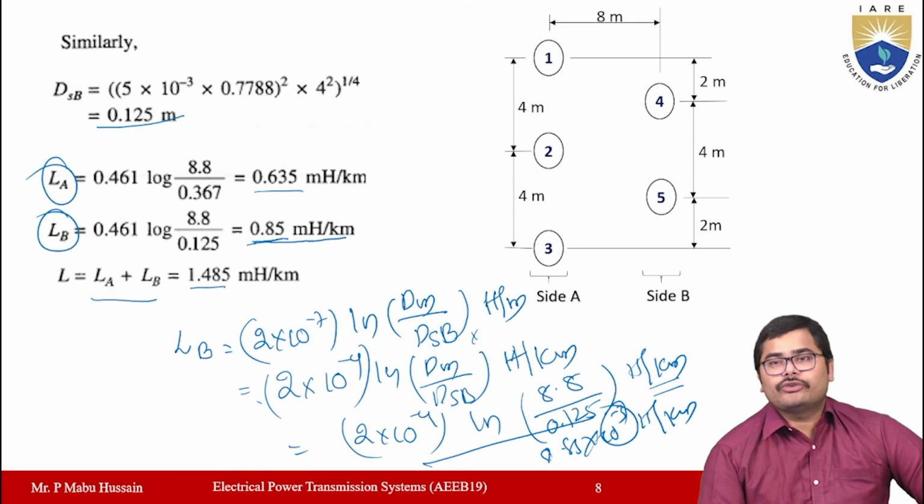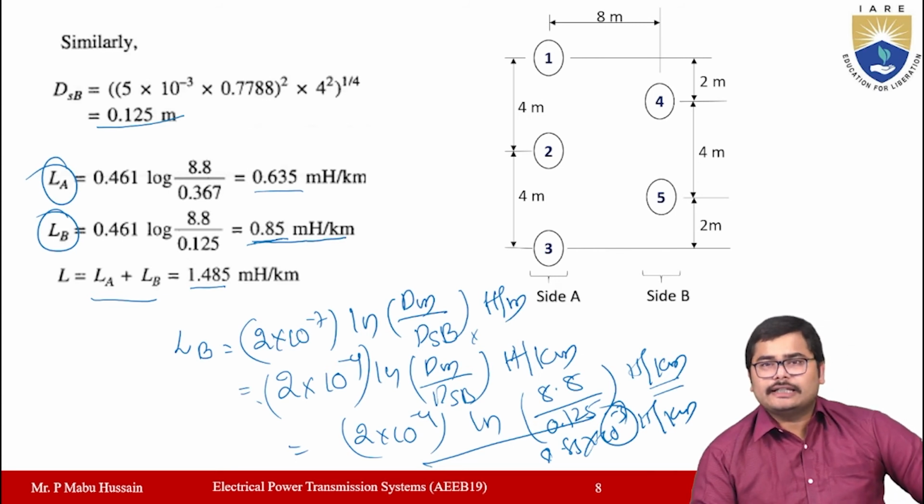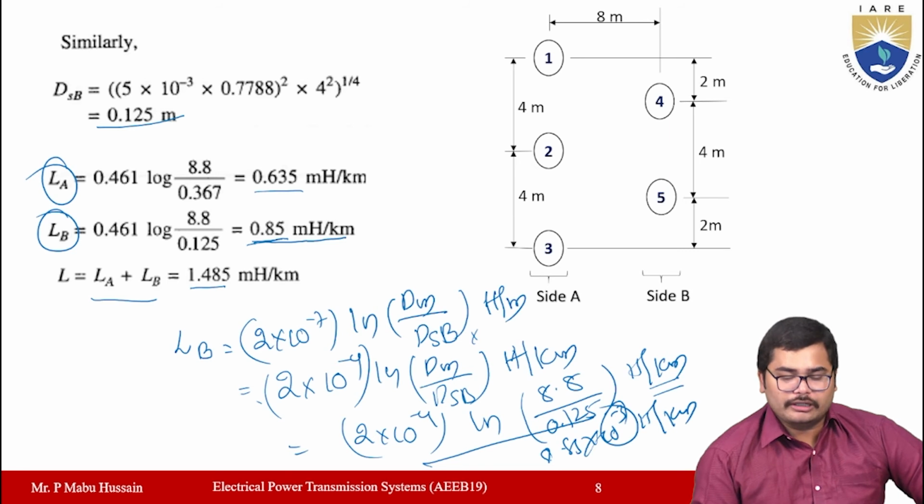Okay, so this is how you can determine the inductance of a single phase transmission line if each phase has a different number of conductors and the radius is also different. Right, let us see this problem. You can work on this problem.